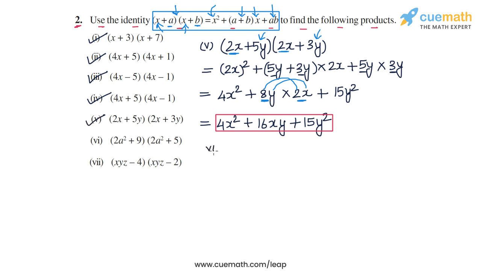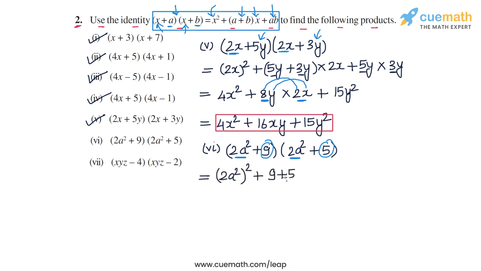Next we go to part 6, in which we have to calculate 2a square plus 9 times 2a square plus 5. So in this product, in the two binomials, the common term is 2a square and the non-common terms are 9 and 5. Okay, so let's apply the identity now. So we will take the square of the common term, so 2a square whole square. Then we add the non-common terms 9 and 5 and multiply this sum with the common term, and then we take the product of the non-common terms, so 9 into 5.